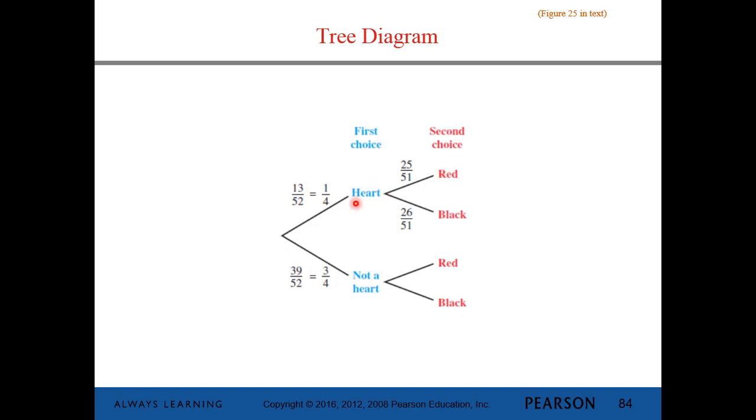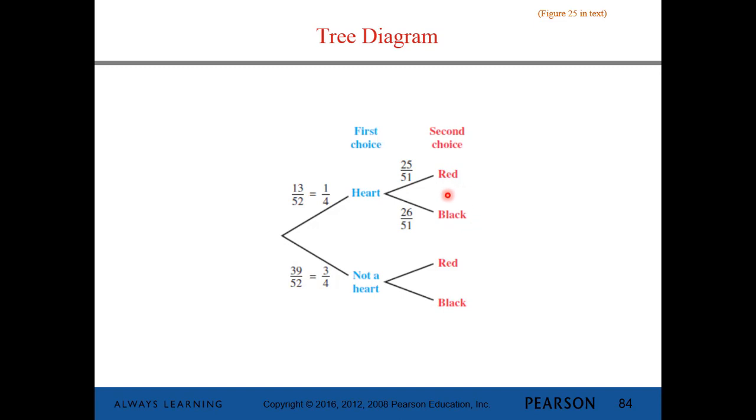If you got a heart on the first draw, how many red cards are in the deck? Well, you have to understand, a heart is a red card. So if you drew a heart, you also drew a red card, which means there's not 26 red cards, there are 25 red cards in the deck. So that means the probability of drawing a red, given that you drew a heart on the first draw, is 25 out of 51.